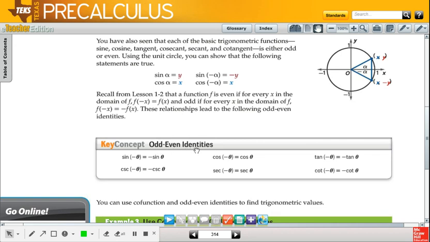So for our odd even identities, sine negative theta is equal to negative sine theta. Cosine negative theta equal to simply cosine theta. Tangent negative theta is equal to negative tangent theta. Cosecant negative theta equal to negative cosecant theta. Secant negative theta is equal to secant theta. Cotangent negative theta is equal to negative cotangent theta.